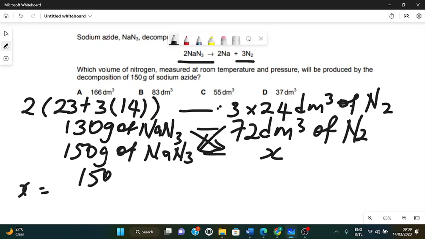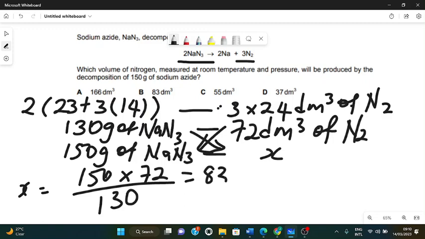X will now be equal to 150 times 72 divided by 130. So you now have 150 times 72 divided by 130, which will be equal to 83.01 dm cube of nitrogen.